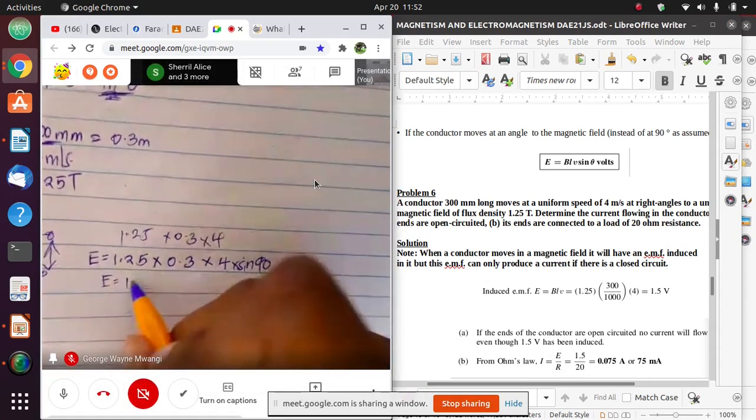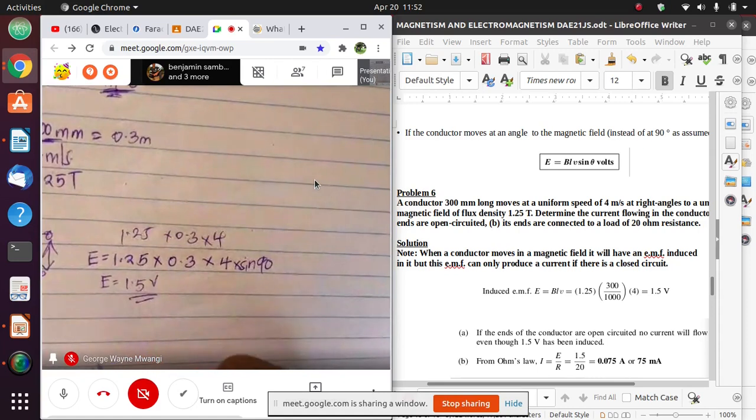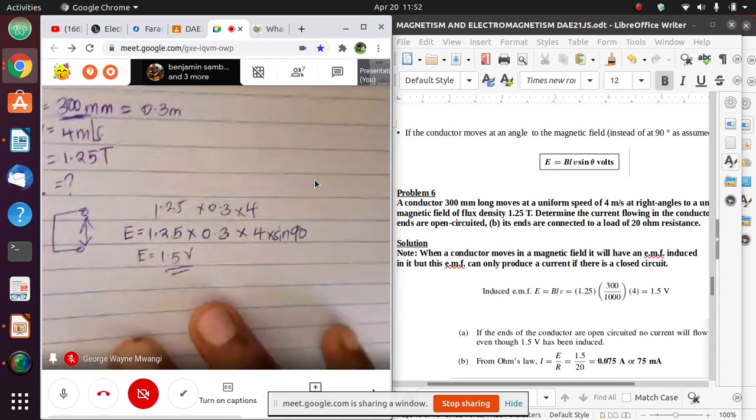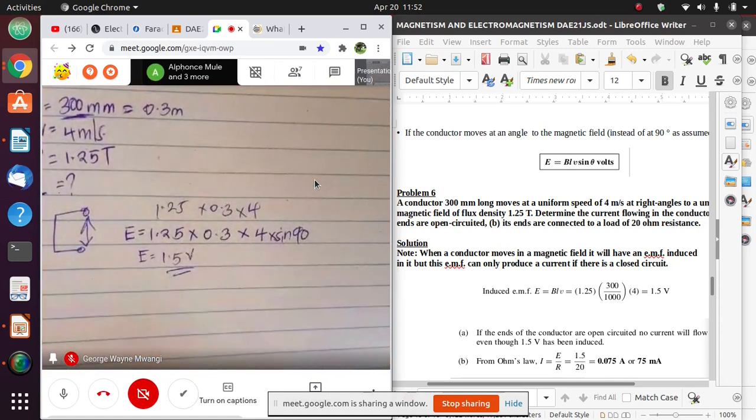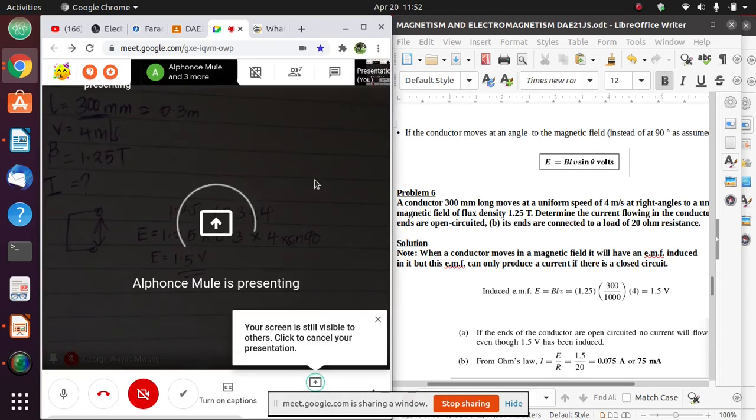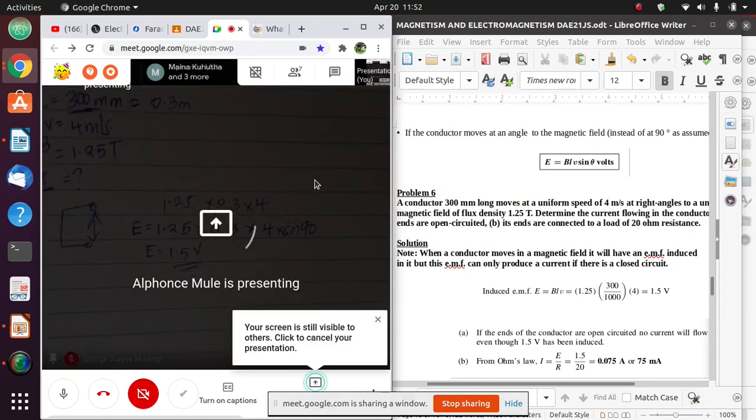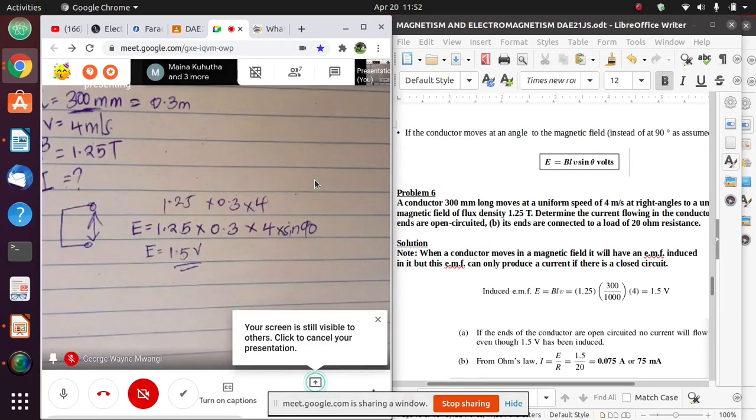1.5 volts. Are we together? But that is not the question. That is not our question. Tumeulizwa tutafute nini? The current. We are being told to find the current when the circuit is open.